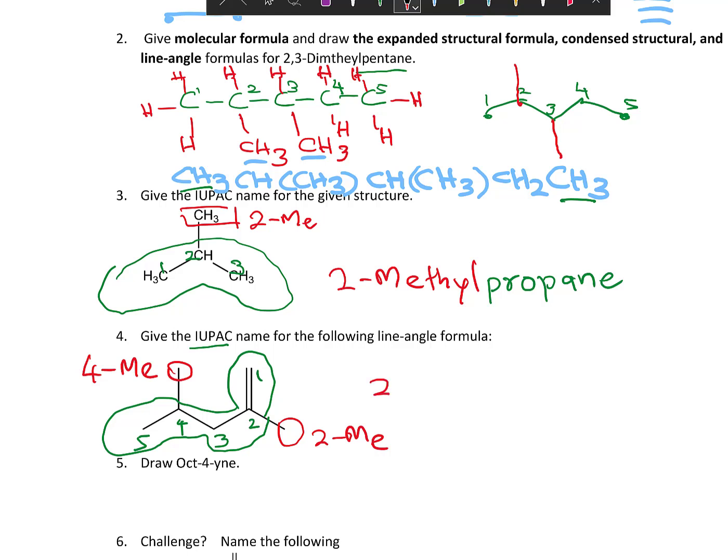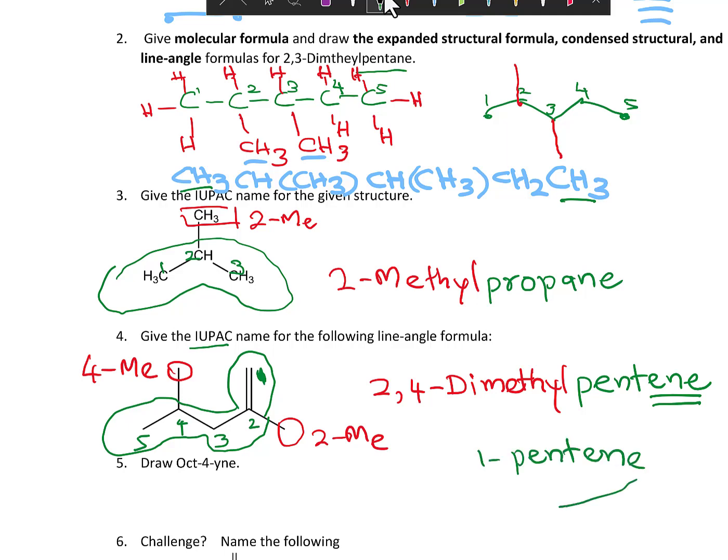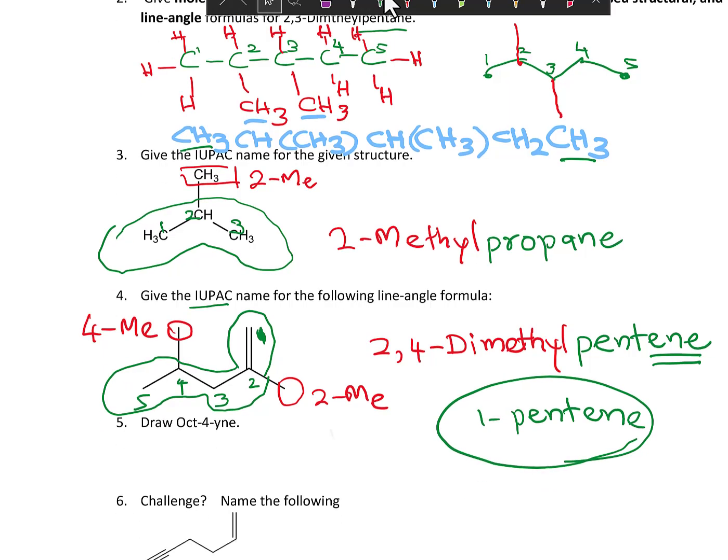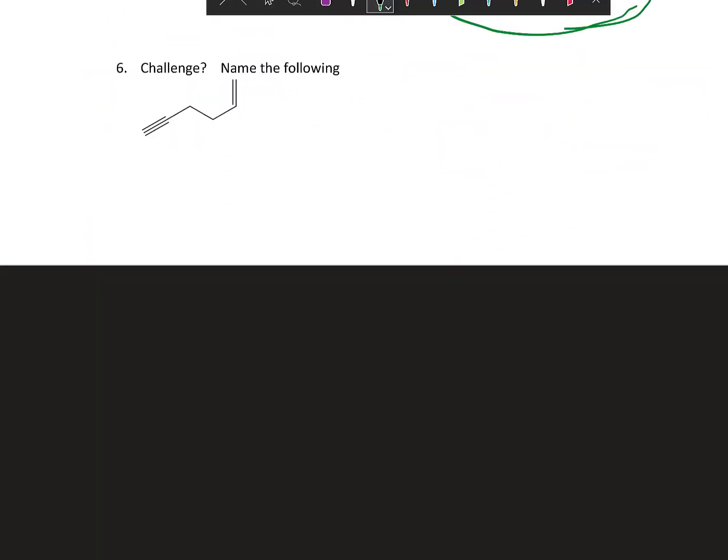Now we're going to put the substituents first. 2,4 dimethyl. You need to say how many methyls? Dimethyl, right? And their positions 2, 4. Then the main chain is pentene. It actually has to be pent-1-ene. Let me put it here, 1-pentene or pent-1-ene. Either one is correct, right? You need to say where the double bond is.